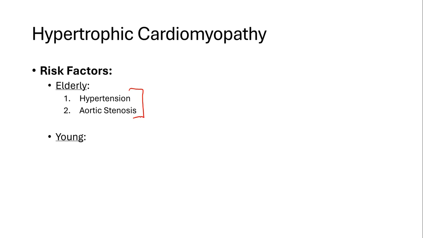The body or the heart is going to respond by trying to increase or thicken the heart muscle. This leads to hypertrophic cardiomyopathy. And the reason is because it needs more muscle, more strength to push against these high pressure systems. Now, the most common overall cause of hypertrophic cardiomyopathy is typically seen in younger individuals.